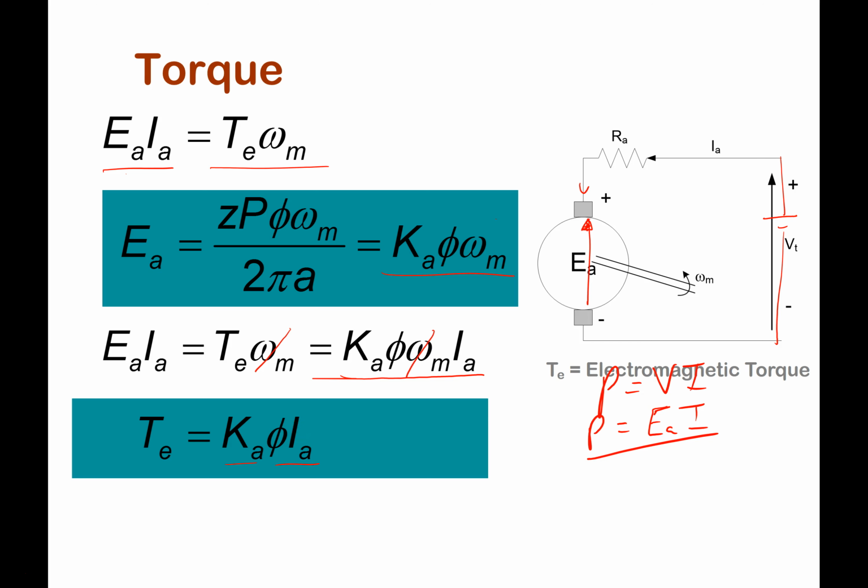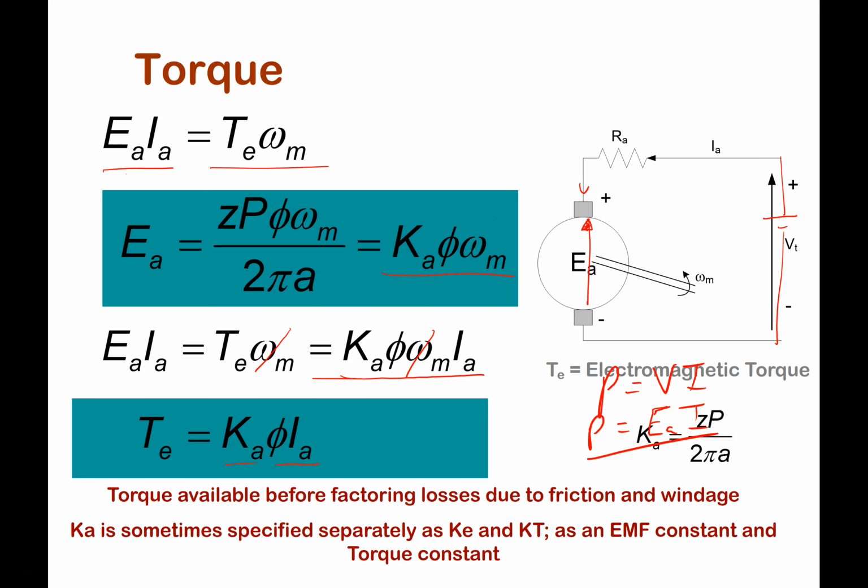Because if you think about it, if the terminal voltage is fixed, then the power is proportional to the current, and that is why we relate torque to current. So this is also the torque factored. This is the torque before we factor in losses due to friction and windage. It is what we call the electromagnetic torque. That is what the E is for.